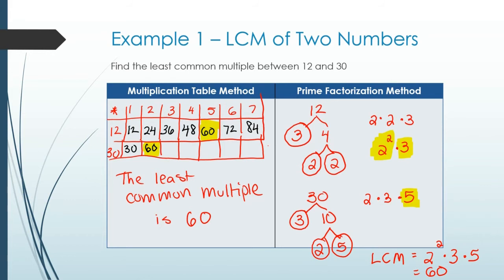I show the prime factorization method because that's the method you have to use once we start using variables, because there is no multiplication table with variables. So it's important to know both methods because they're used basically in different situations.